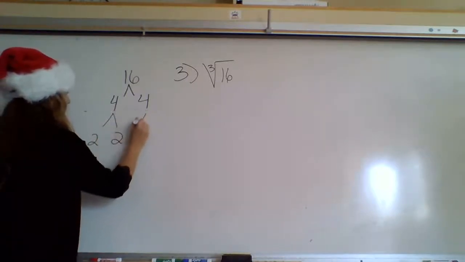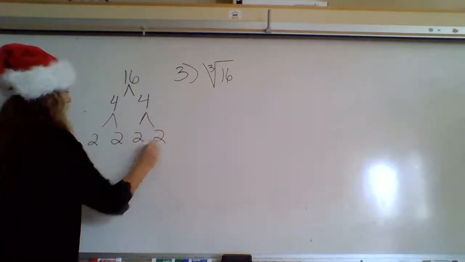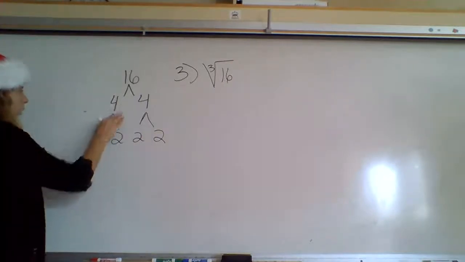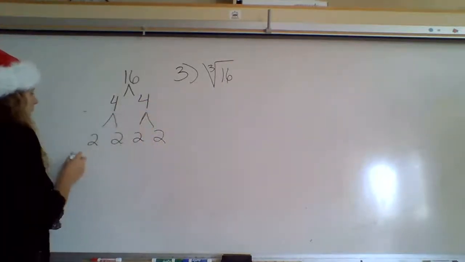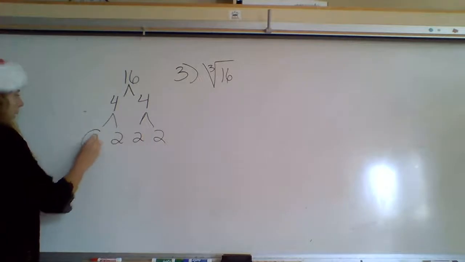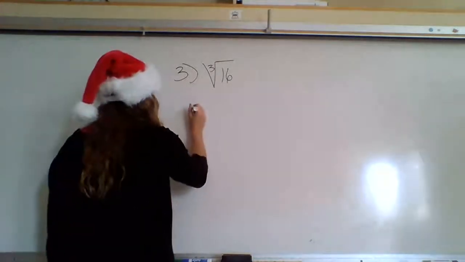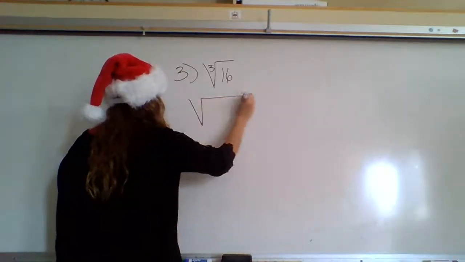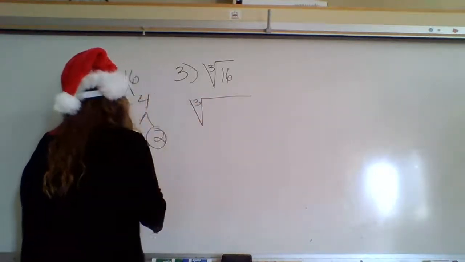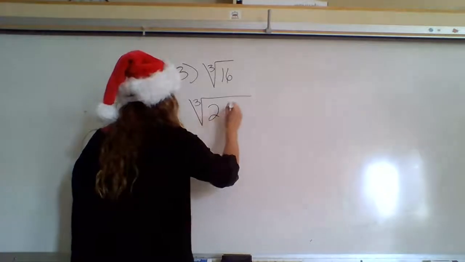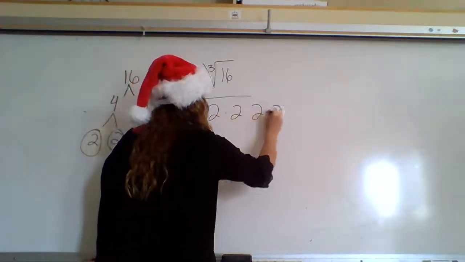2, 2, 2, 2. Right? 2 times 2 is 4. 2 times 2 is 4. And then you can't break these down anymore. These are your prime factors. So I'm going to write them underneath the radical. 4 2s. 2, 2, 2, 2. All right.